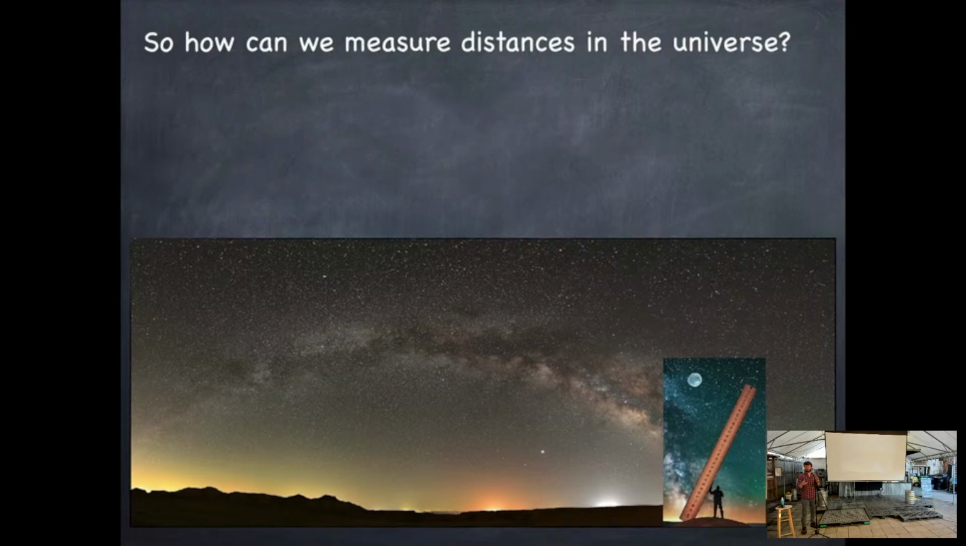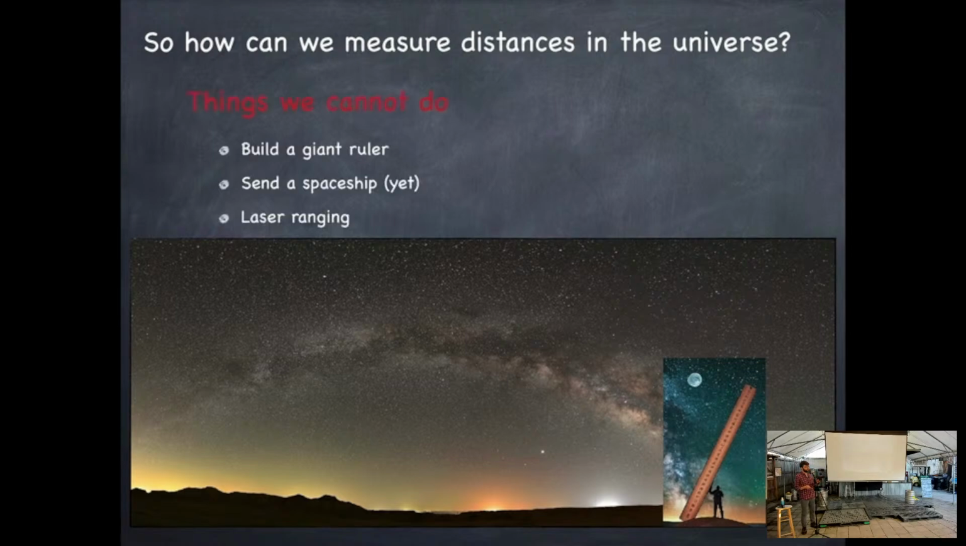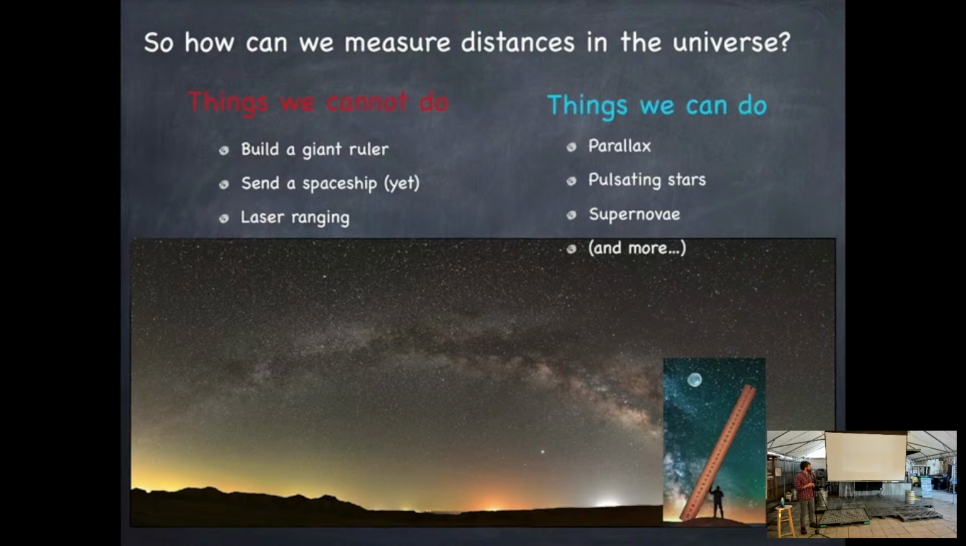And I want to mention a couple of things that we can do, for now at least, to measure them, which is building rulers, sending spaceships, which was mentioned here, not yet, or laser ranging, which was suggested in one of the talks. However, we can do a lot of other things, and some things I'll describe in this talk will be parallax, pulsating stars, and supernovae towards the end.